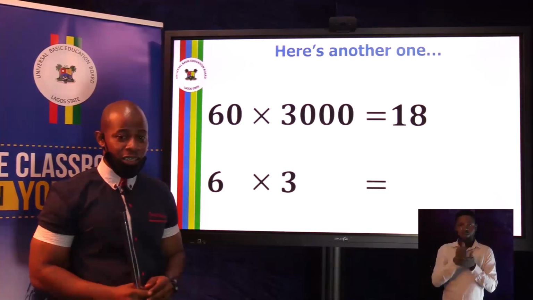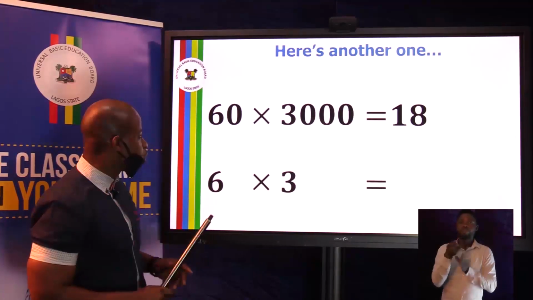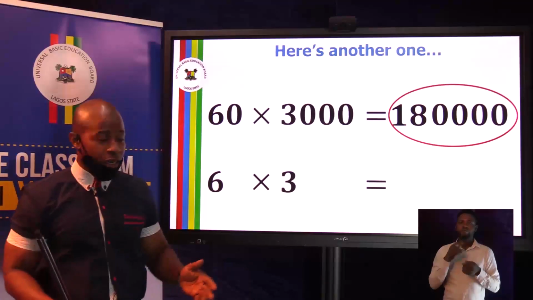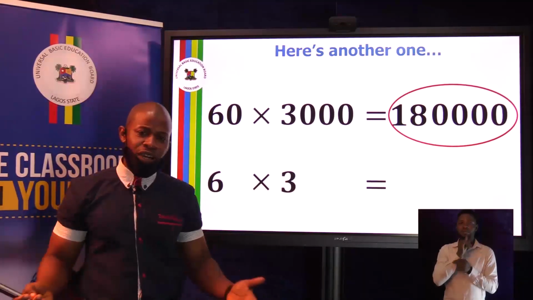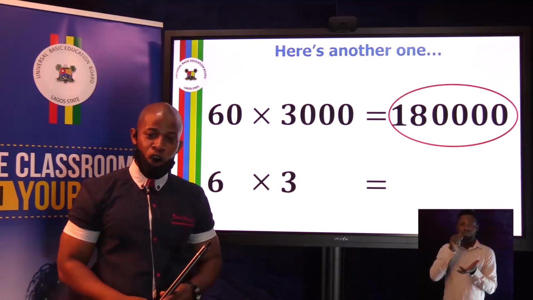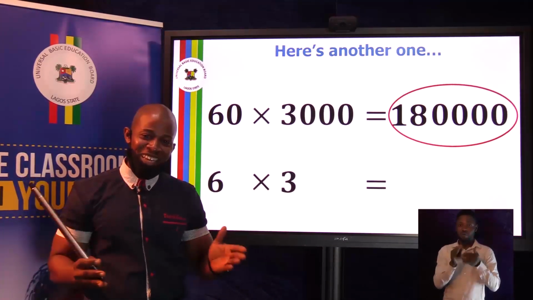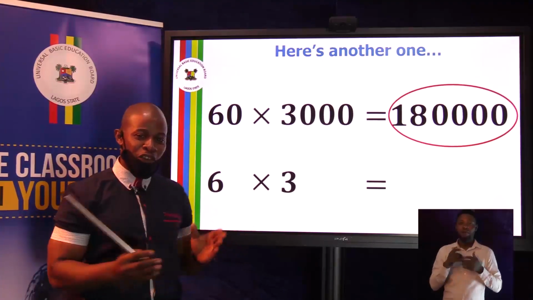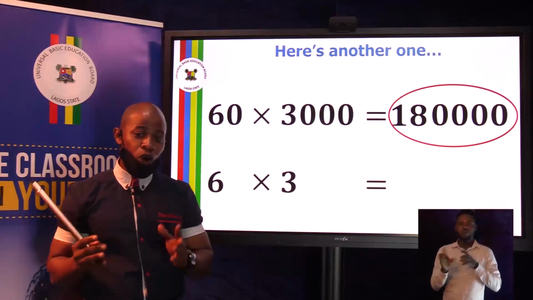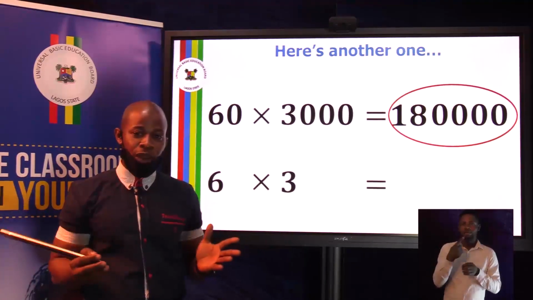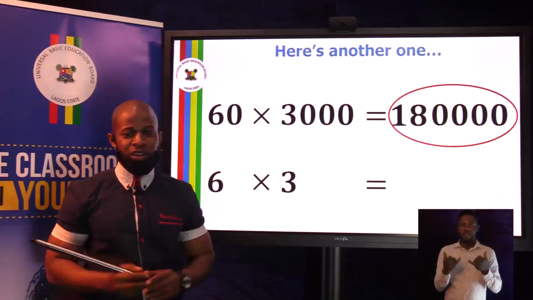But that is not the final step. You know that all you have to do now is just bring all the zeros and take them to the other side, and you are good to go. The final answer, my friend, is 180,000. So next time you are faced with multiplication of numbers that have a lot of 0, you know that all you have to do is just take the significant digits and multiply. Easy peasy for you, my friend.